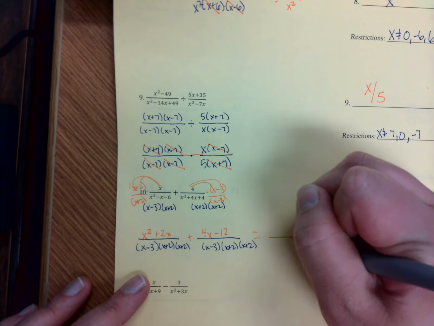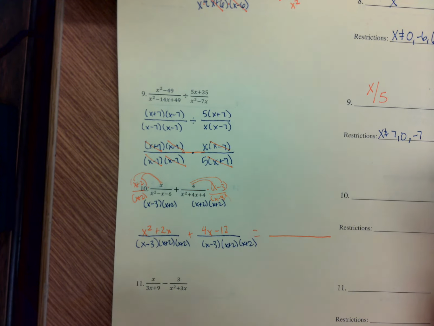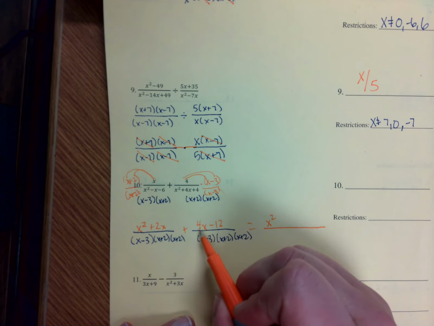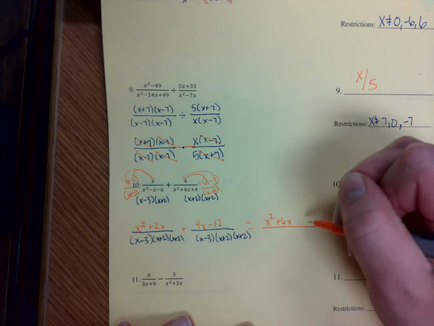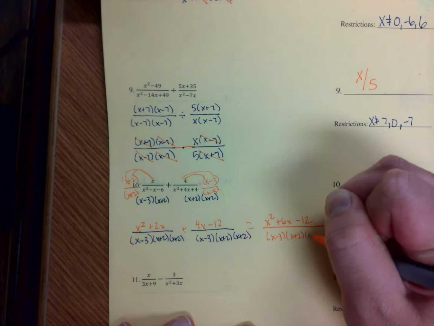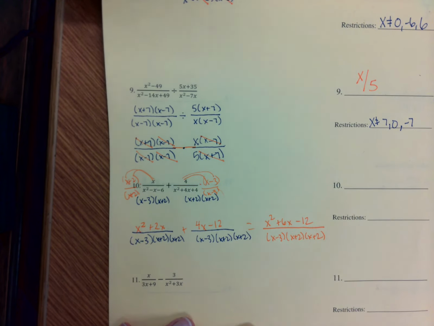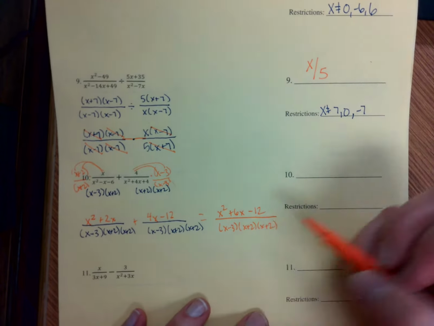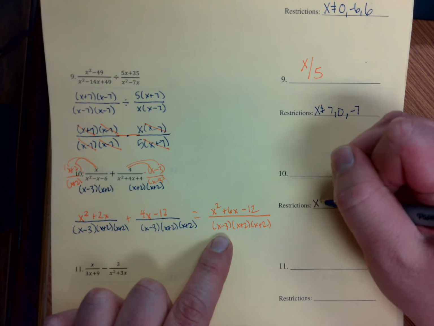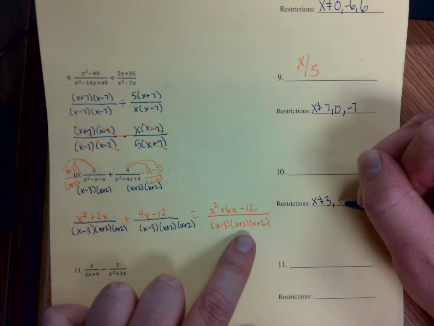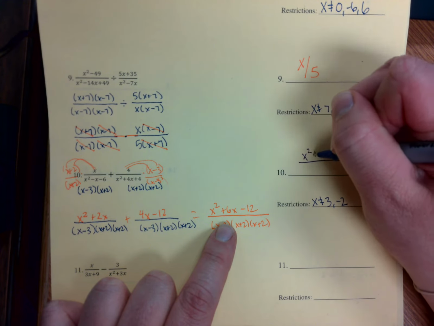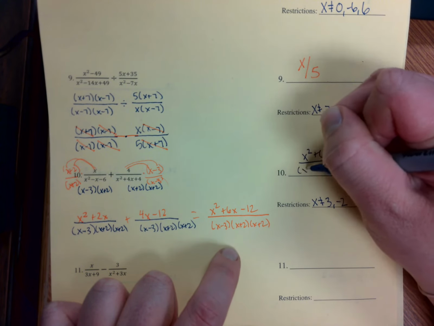So now, since they're the same, whenever adding or subtracting, you want to make sure to distribute. So I'm left with an x squared, 2x plus 4x would give me a 6x minus 12 over x minus 3, x plus 2, x plus 2. And I actually can't factor that at all. So my restrictions are going to be, once you actually combine them, x cannot be 3 or negative 2. I can't simplify this fraction. I can't factor it. So this right here is my final answer.